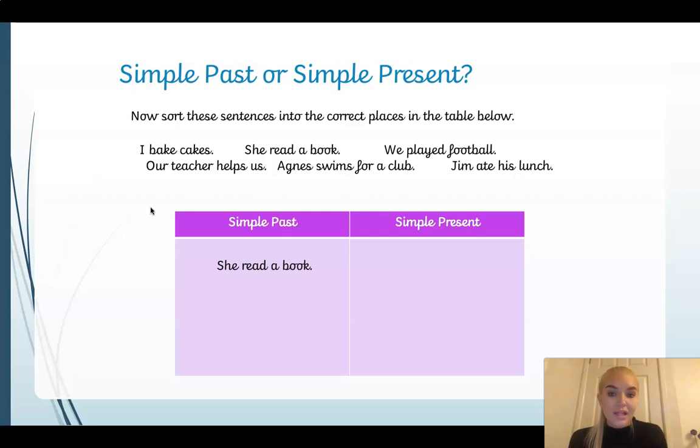For the rest of them, can you do the same? Identify the verb, identify whether it's happened in the past or happening now. Read it out loud and that might help you, okay? Pause the video and sort these into your table, please. Off you go.